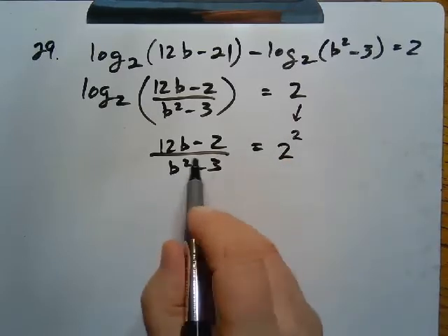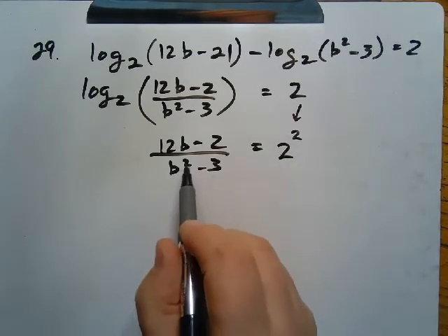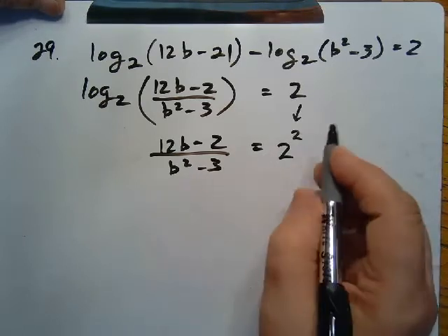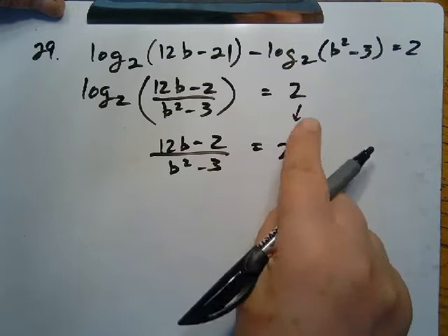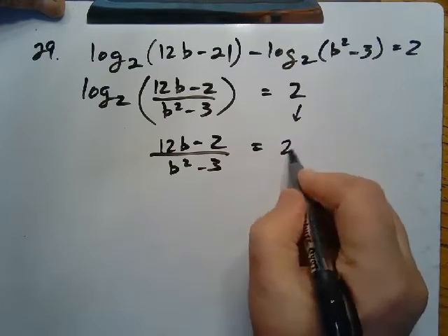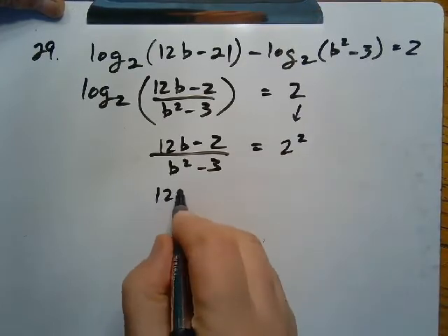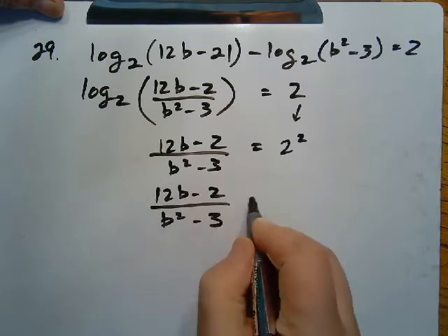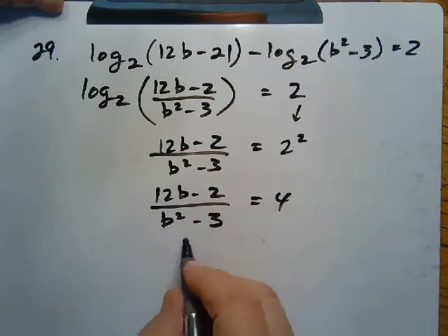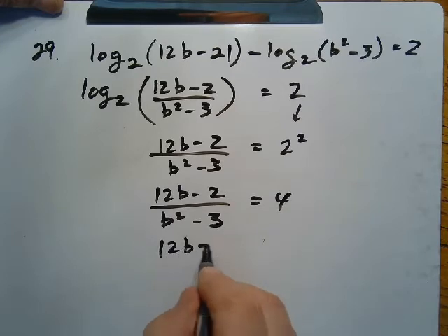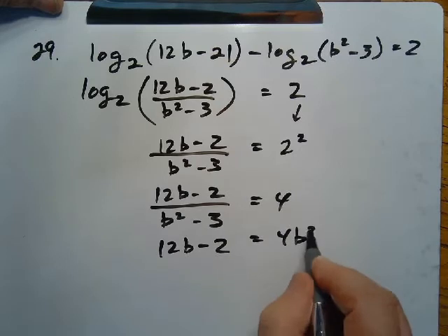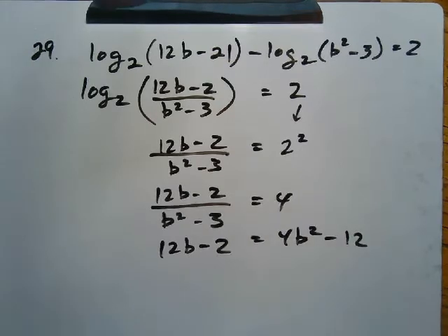Now to solve this, I have a b squared. That means I may end up with a quadratic here. So let's cross multiply. This is 4. Let's write 12b minus 21 over b squared minus 3 equals 4. Now if I cross multiply, this on the bottom gets multiplied over here. I have 4b squared minus 12.